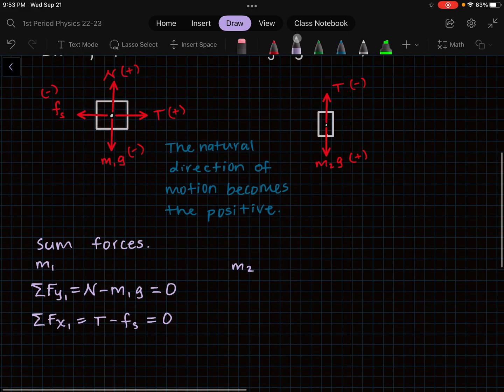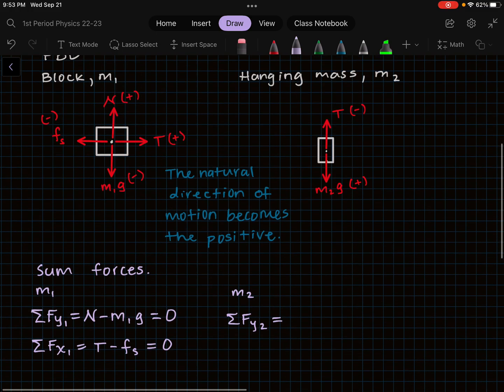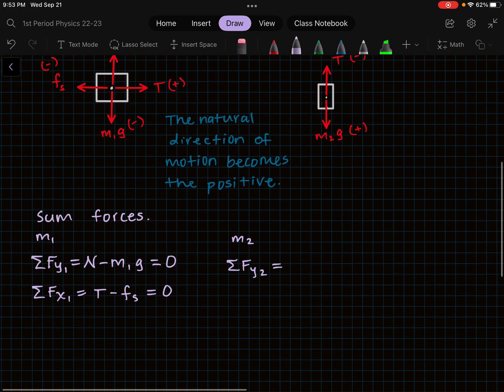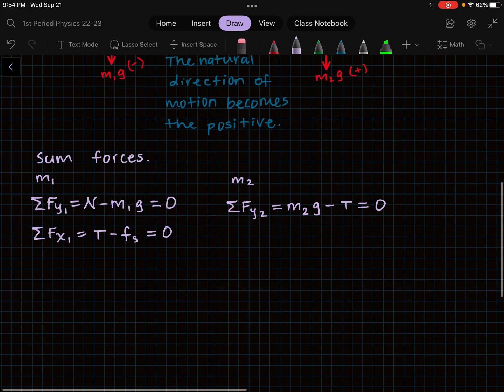Next, we'll sum the forces for mass 2. And this one's easier. We only have the y direction. For x there are no forces, so we only have to do the y. So the summation of forces for y, mass 2, is equal to, now be very careful. For mass 1, tension was positive. For mass 2, tension is negative. The weight is positive. So we'll have m2g minus T is equal to 0 because this is just suspended in the air. It's just hanging. It's not moving. Okay. So now what do we do?